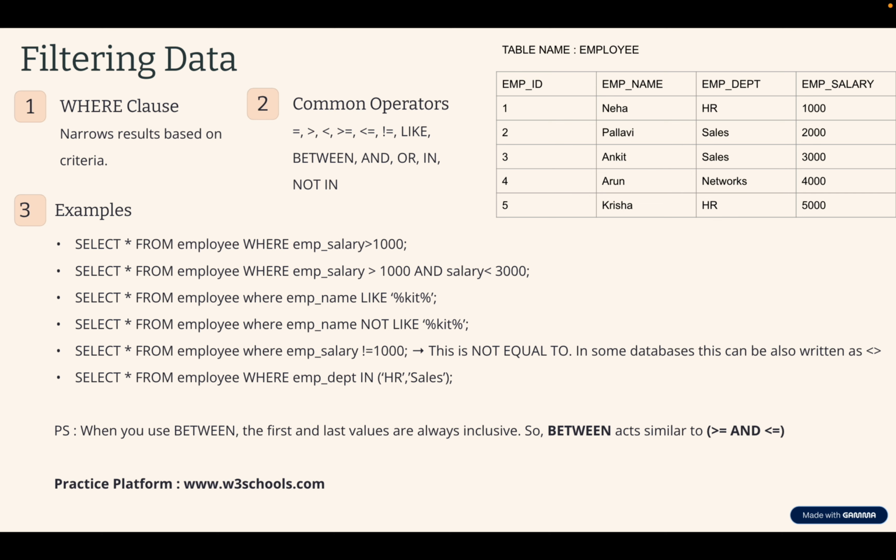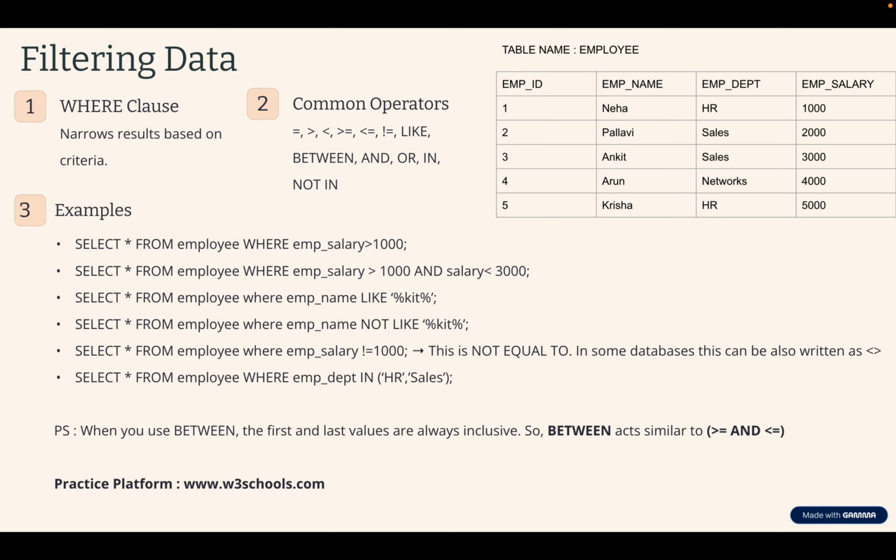Here I have taken the example of the same employee table. Now let's see how the where condition is applied while writing the queries. If you see the first query here, it is selecting all rows from the employee table where salary is greater than 1000. So this query will return the data for EMP ID 2, 3, 4, and 5.